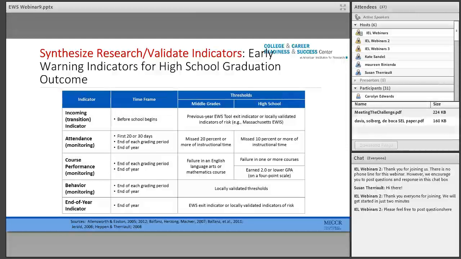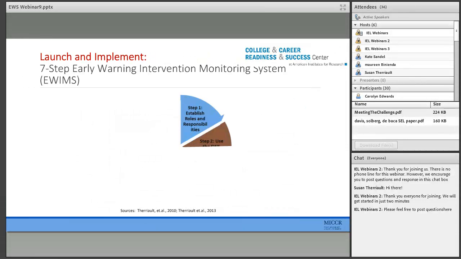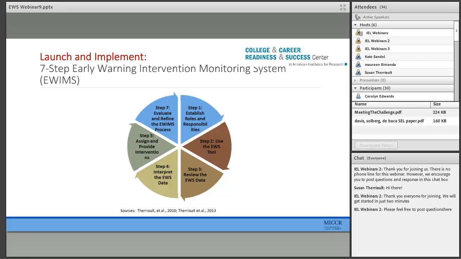And as you can see in the seven-step early warning intervention monitoring system that we developed through the National High School Center and that we've used in several other studies subsequently, there's really a point here between step 3, which is reviewing the early warning system data or early warning system indicators. That's identifying students based on the symptoms. And then step 4, which is interpreting and diagnosing, and step 5, diagnosing and identifying which supports are needed.